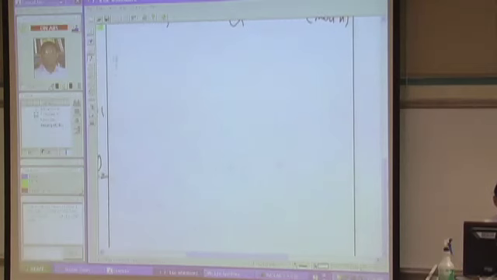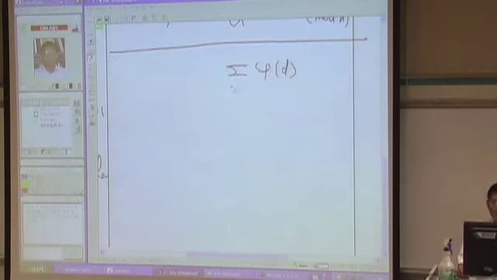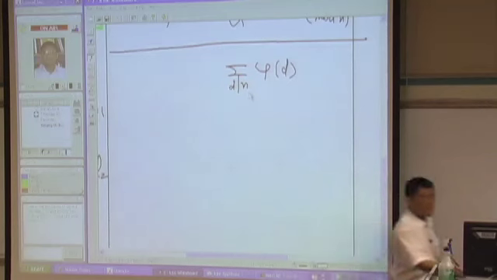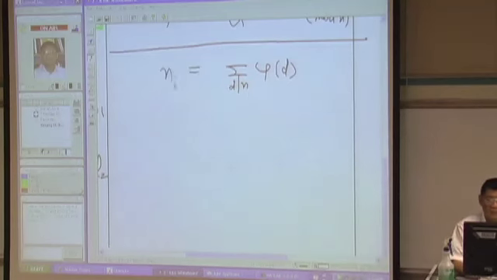Last time I proved this important fact. The sum of phi of d, added for all possible divisors d of n, is equal to n. I proved it.